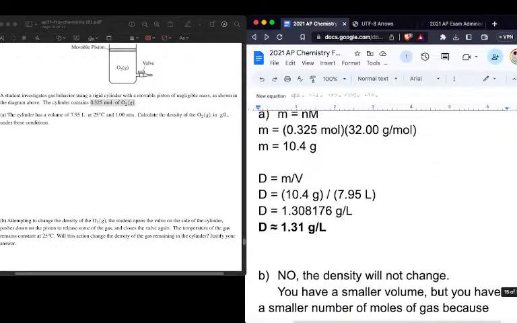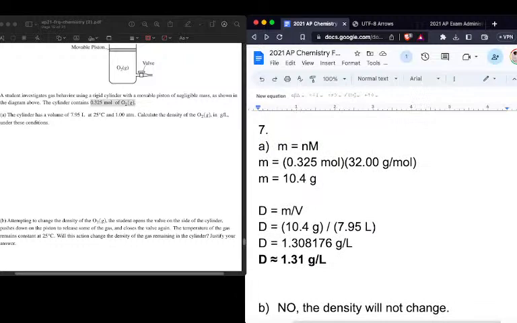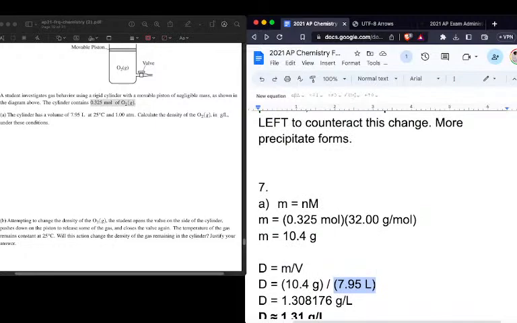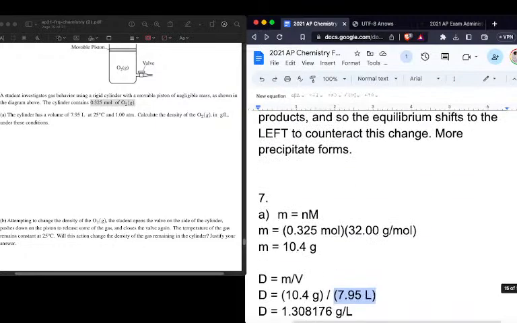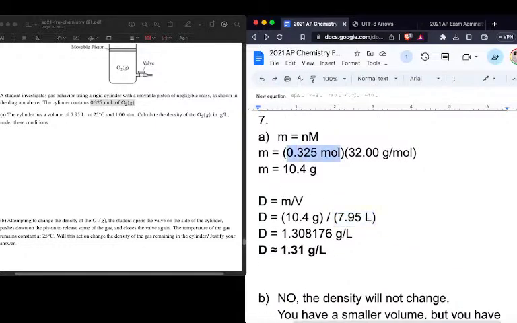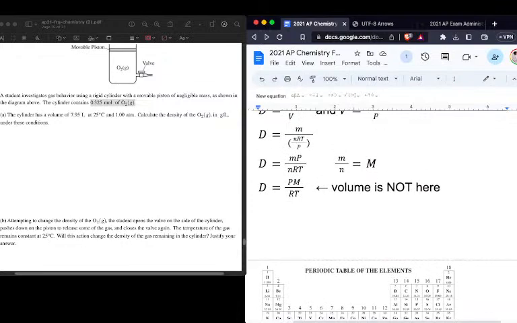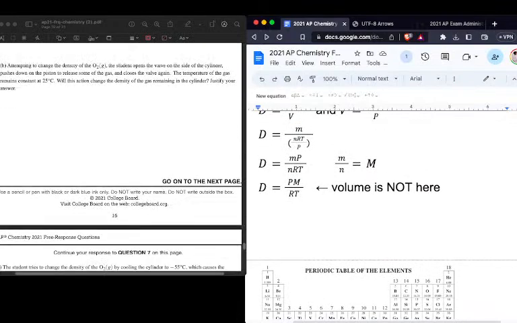But volume doesn't actually play a role in this density calculation. And if I went back up here, I used volume here, but that's only because they had told me what the number of moles was. And now I have less volume, but I have less moles, and they just haven't told me how much less it was. Just throwing it out there.